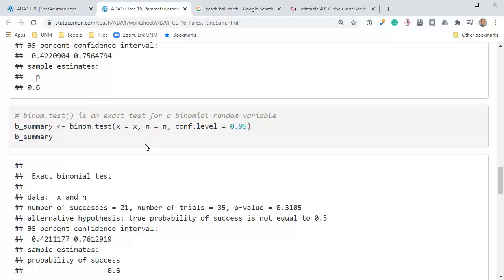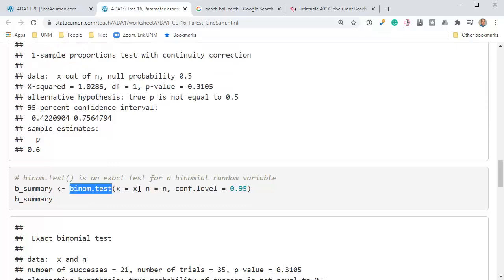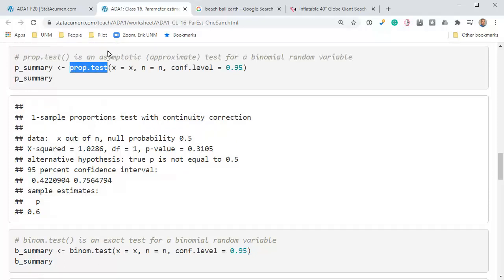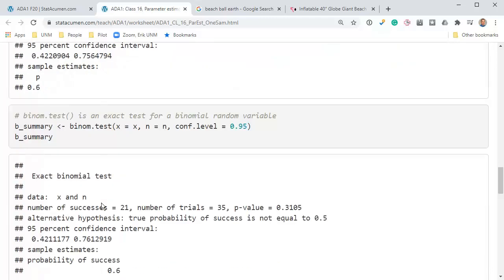In practice, if you're doing this for your own research, I would recommend the binomial test. The binomial test is going to give you an exact result. The only reason I would not use it is if you had a very large sample size, like thousands upon ten thousands, which would be very computationally intensive for this function, and the proportion test based on the normal distribution will give you effectively the same answer. And this is very quick to compute, which is the reason for having it.